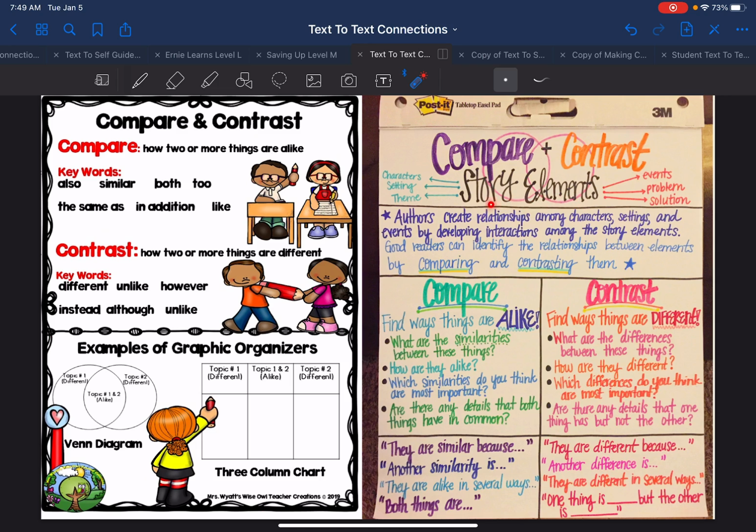So what exactly are we comparing that's alike and contrasting that is different? Well, we are comparing and contrasting our story elements. We're comparing our characters. We're comparing our setting. We're comparing our themes, which are our lessons, the author's lessons in the story. We're going to compare the events, the problems and solutions. So all those relationship things in our stories, we are comparing, we're noticing how they are alike, or we find ways they are alike. We also pay attention to how things are different between all of these things from book to book. So we also find ways things are different.